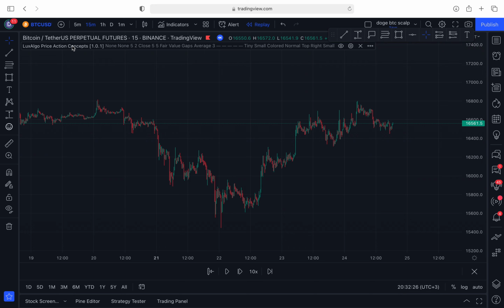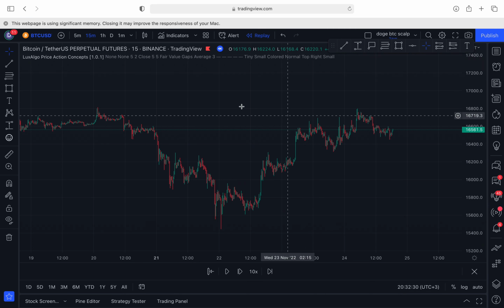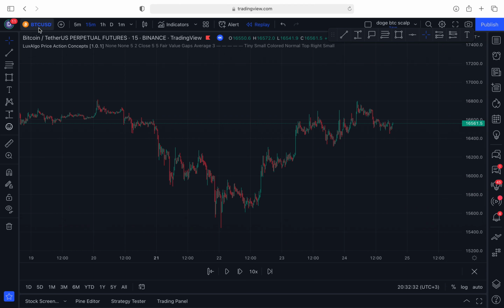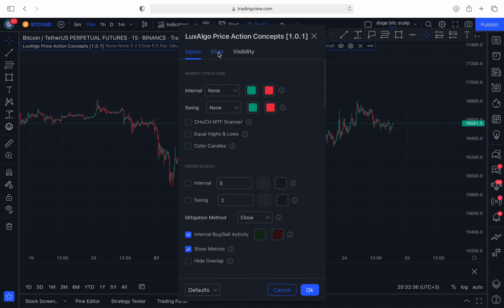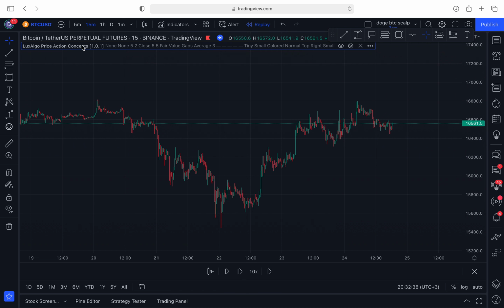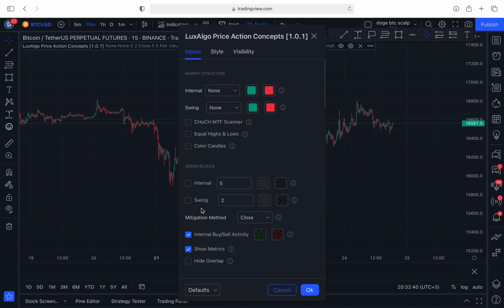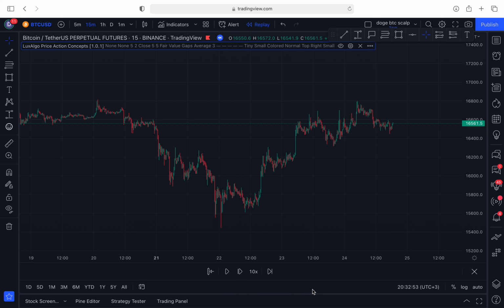So let's go. First of all, as you can see, I have BTC open in 15 minutes. I have a replay. The first thing you have to do is add the LuxAlgo. I have it off, but I'll turn it on. Leave everything off or on defaults, but go ahead and choose swing. You can put as many numbers as you want. I just chose 2 for the sake of this video. And that's it for now.